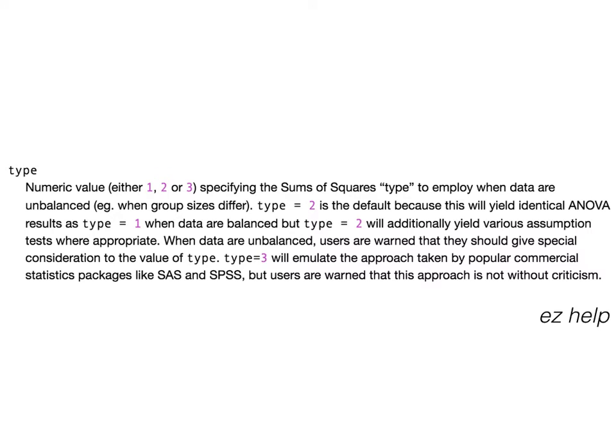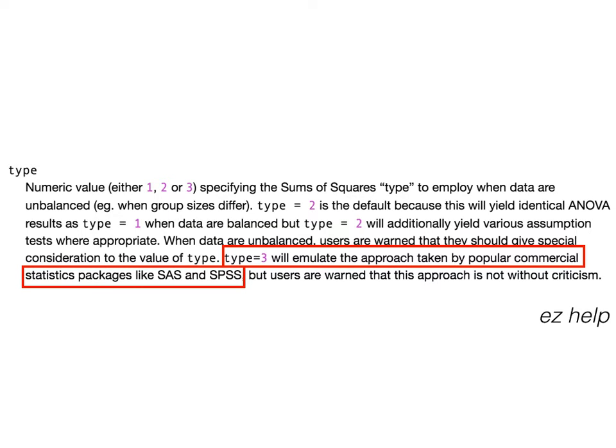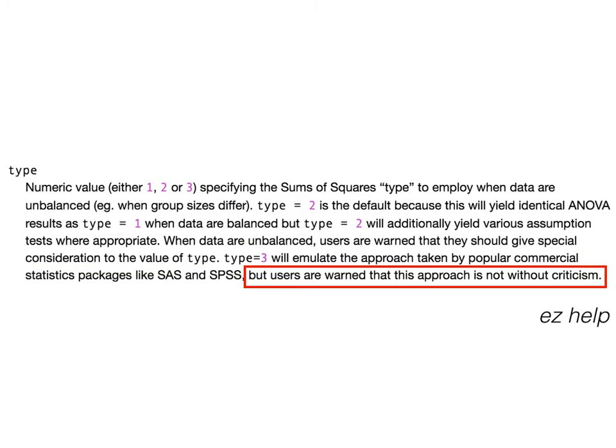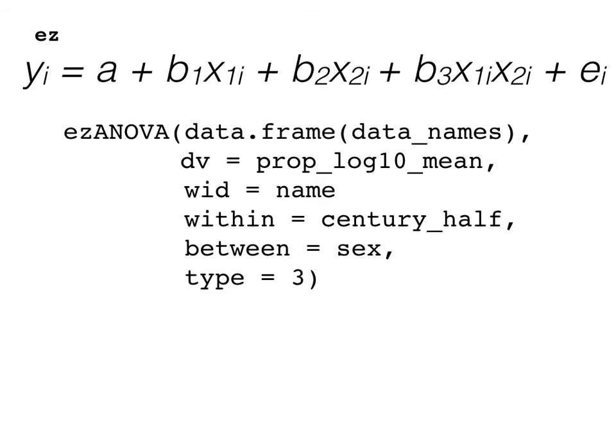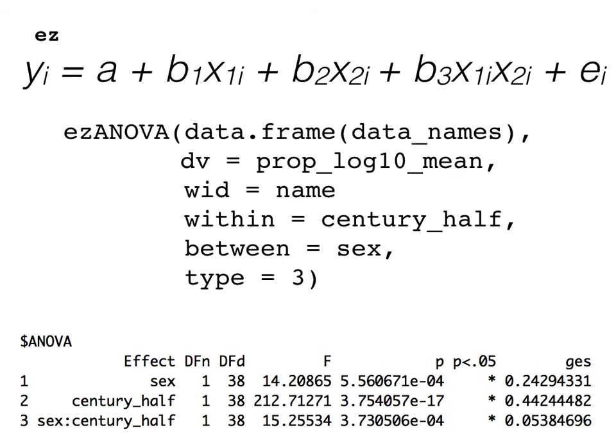Before moving on, I want to make a quick note. This is the summary of what type means in easyANOVA. As you can see, type 3 is indeed the same as SPSS. However, the authors of this package note that even using type 3 is not perfect. If you don't have a balanced data set, you may want to really consider if an ANOVA is the best test for you. Okay, here's our easyANOVA, which is structurally the same as our previous aov ANOVA, except set to type equals 3. And here is the summary.